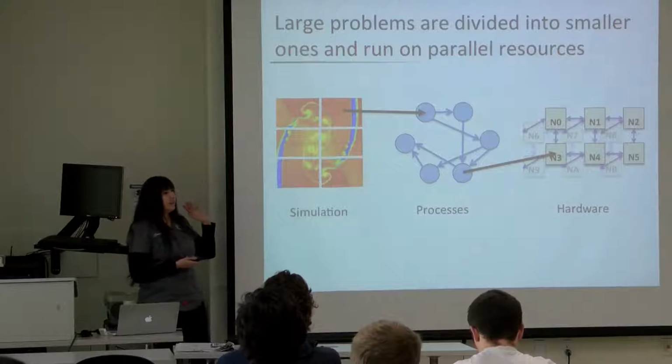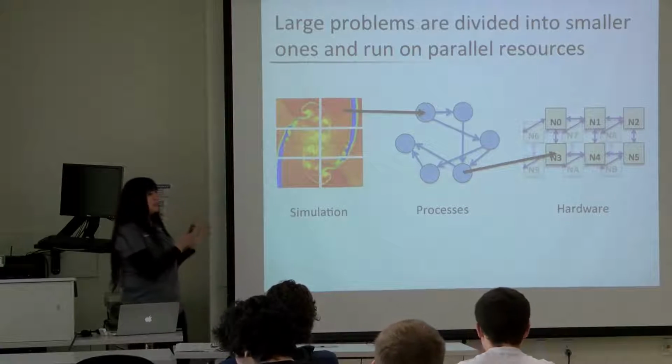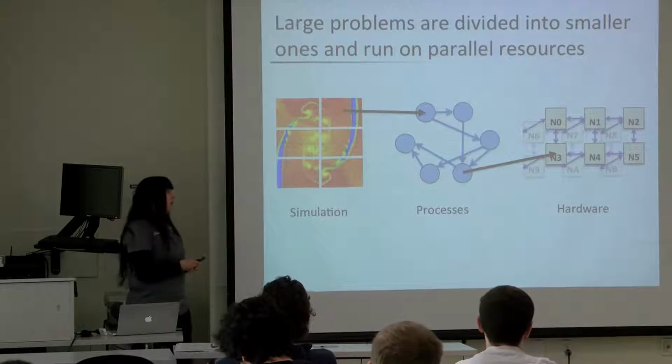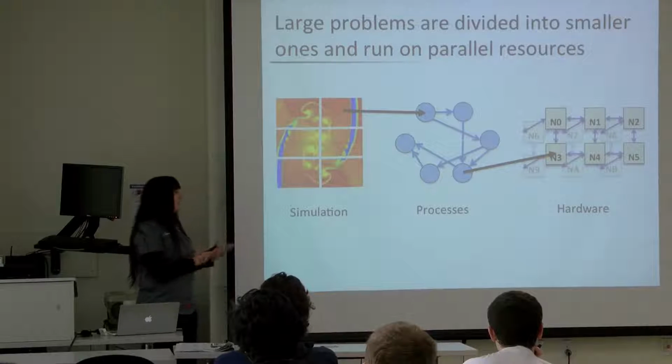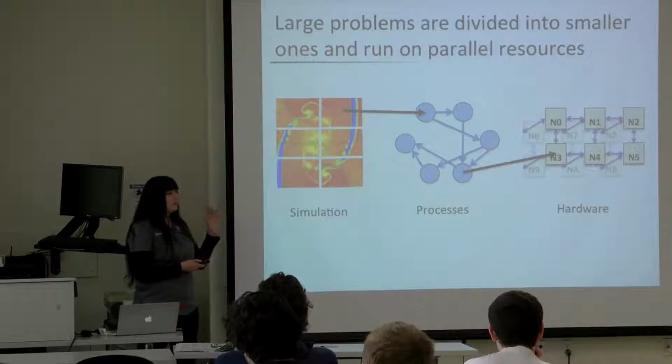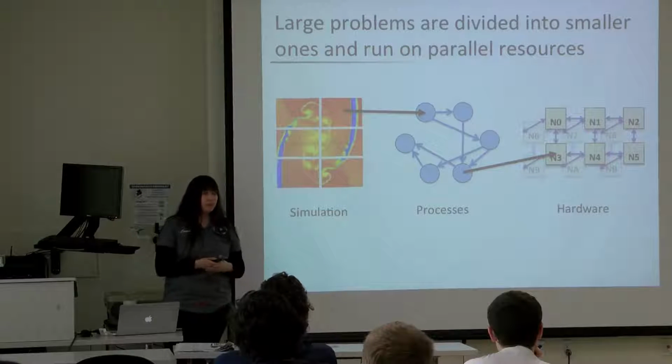So we have this chain of three kind of very complex things: what the simulation is actually doing in terms of the science, what the code is actually doing in terms of the parallel processes, and finally, what's actually going on in that underlying network. A single arrow between the processes might be several network links of jumps.